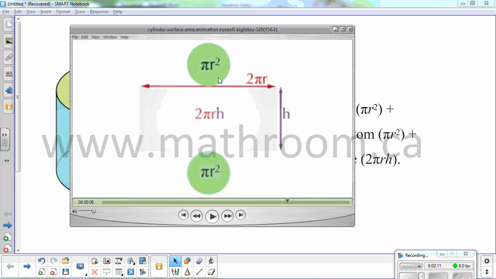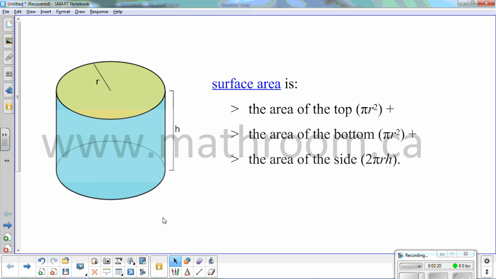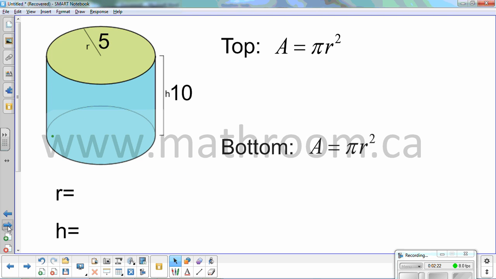And we also have these two circles, the top and the bottom, and we can find the area of those with pi r squared for each one. Now let's look at an example. Let's say we have a cylinder with a radius 5 and a height 10. The first thing we're going to do is write down our given information. The radius is 5, and the height, we can do it in blue, the height is 10.